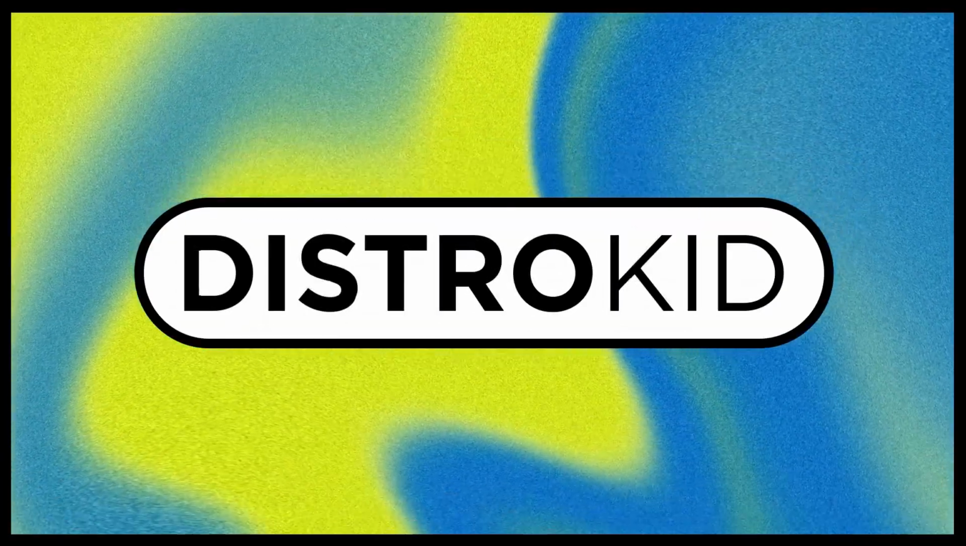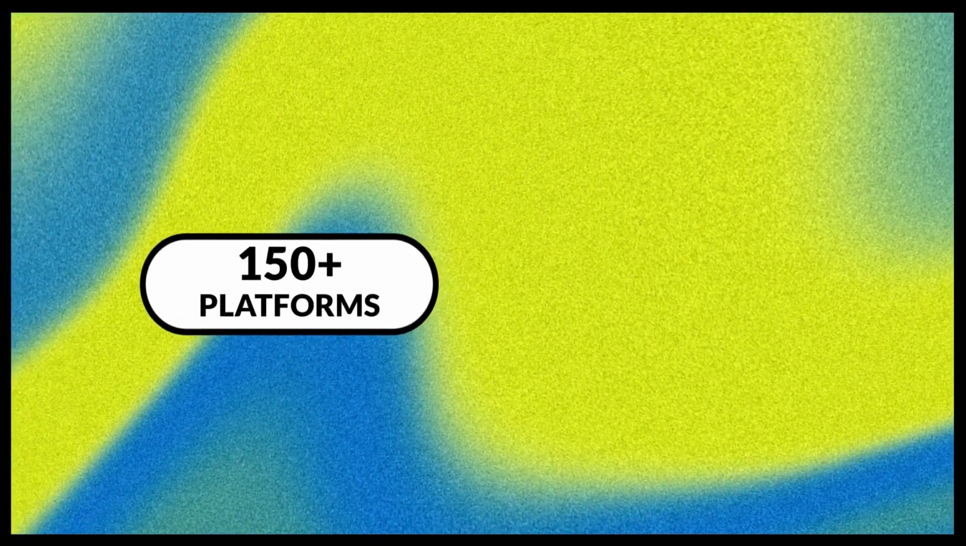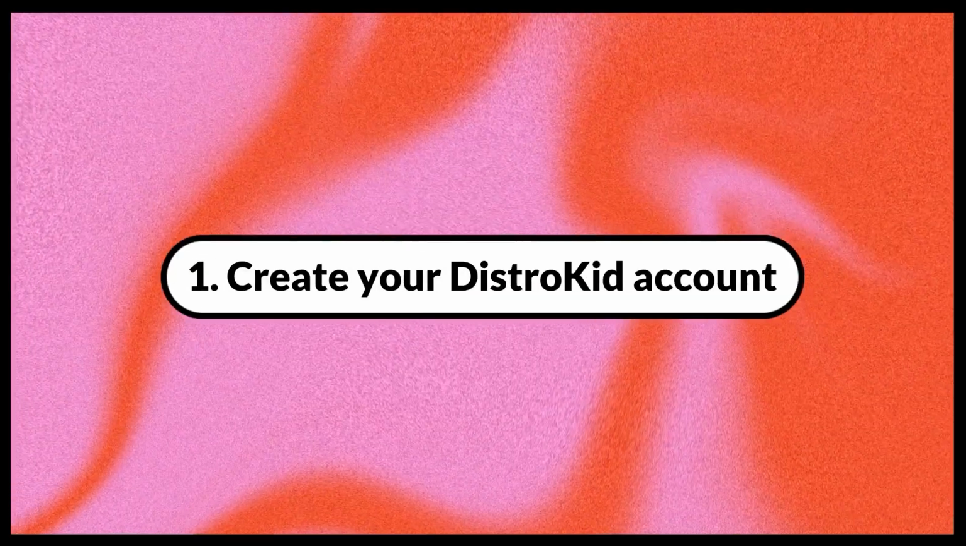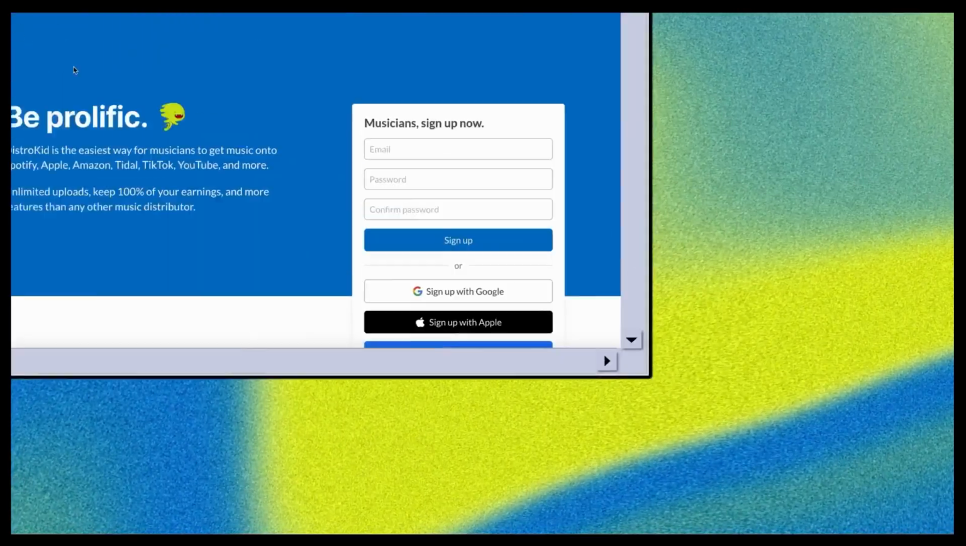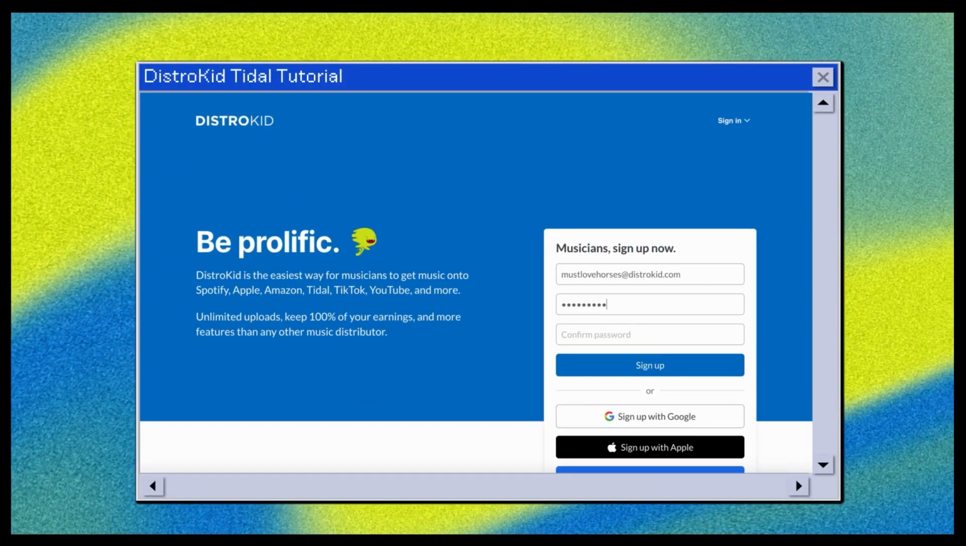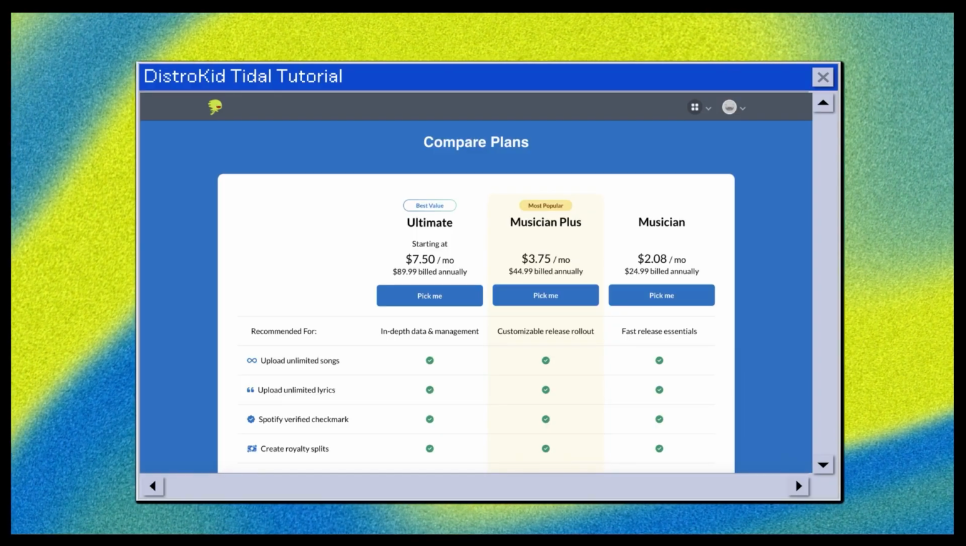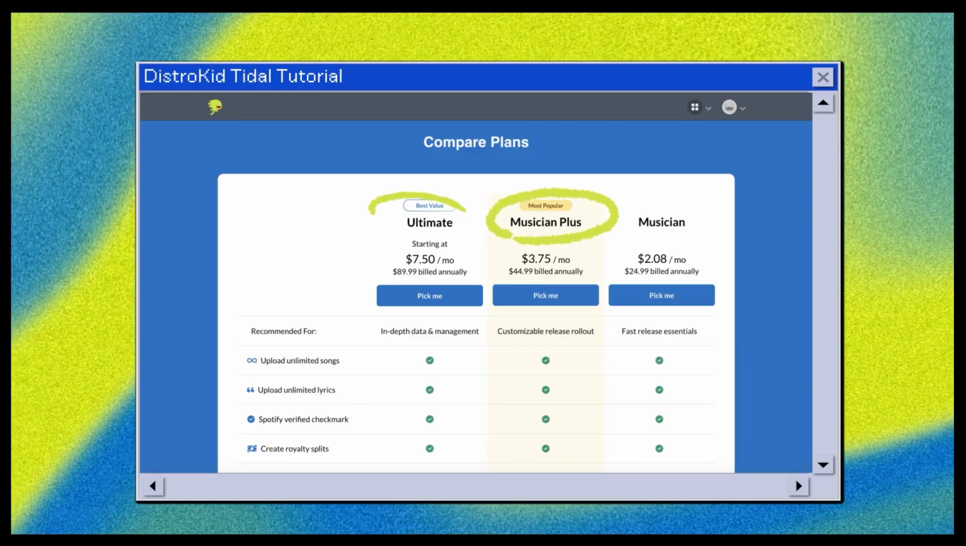Hey, if you want to get your music on Tidal, DistroKid makes it super easy. You can release your tracks on over 150 platforms and keep 100% of your earnings. First, sign up for DistroKid and pick the plan that's best for you. Every plan comes with unlimited uploads. If you want to set a custom release date, go with the Musician Plus or Ultimate plan.